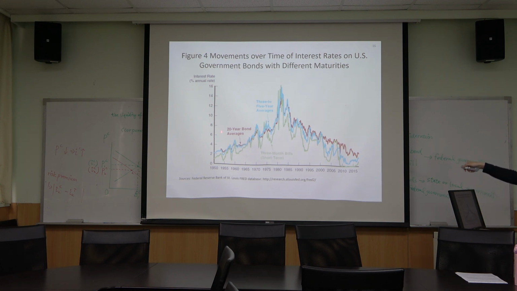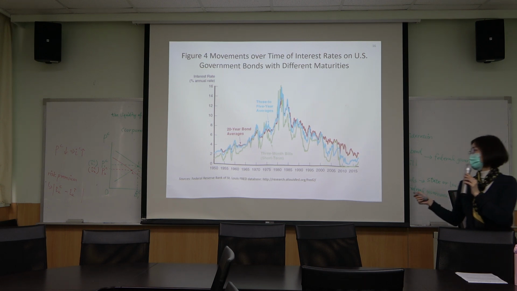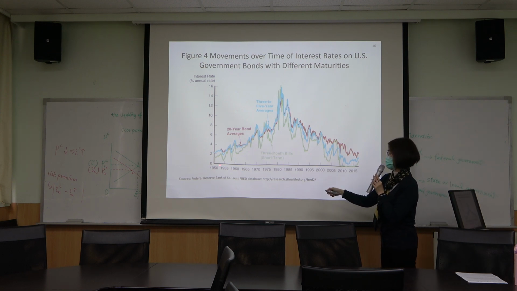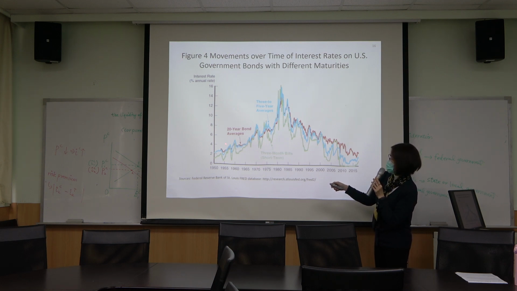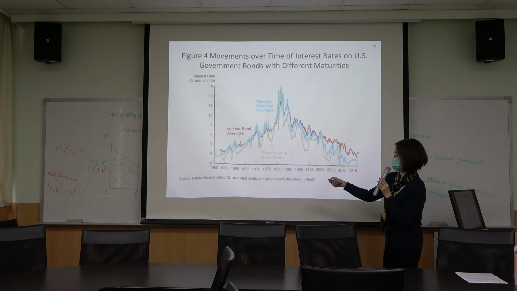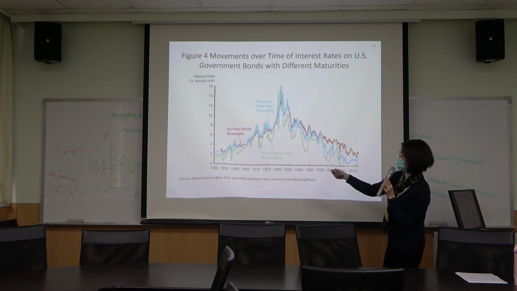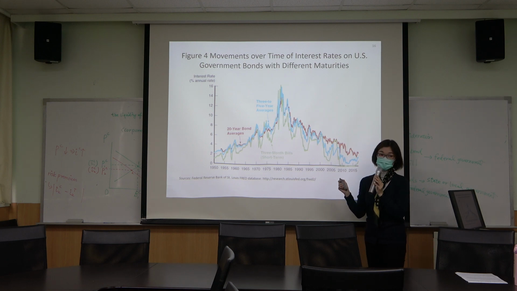Let's see this figure. Around this time, from 1950 to 1970, what happens? Well, the 3-month bill rate, the green one, has the lowest interest rates. And then the 3 to 5 year averages bond has a higher interest rate. And sometimes it is higher or lower than the 20-year bond averages.